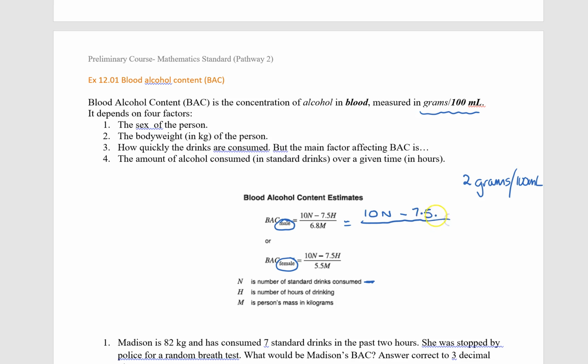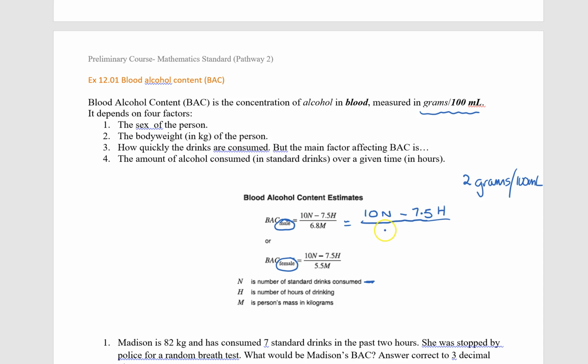7.5 times H. You can probably guess what H would be, knowing that I've said how quickly the drinks are consumed or the time over which they're consumed. Yes, H is the number of hours of drinking. So clearly, if you drank 5 drinks in 1 hour, you're going to be much more affected than if you drank 5 drinks in 5 hours.